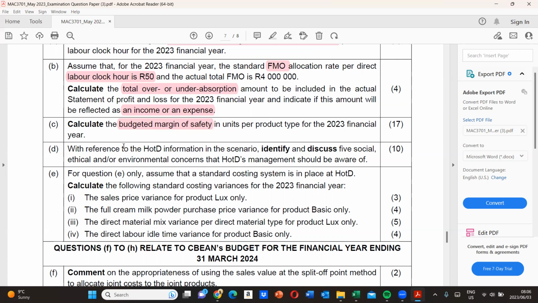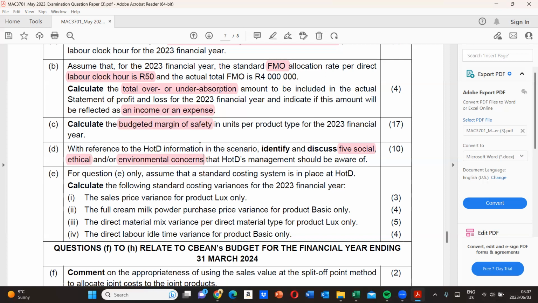And then D says: with reference to the Hot D information in the scenario, identify and discuss 5 social, ethical, and environmental concerns that Hot D management should be aware of. In regards to this, how do you answer this? You go to the scenario, and on the scenario you pick through the social, ethical, and environmental concerns that you have there. It says identify and discuss, so you identify the issue from the scenario, and then you discuss it.